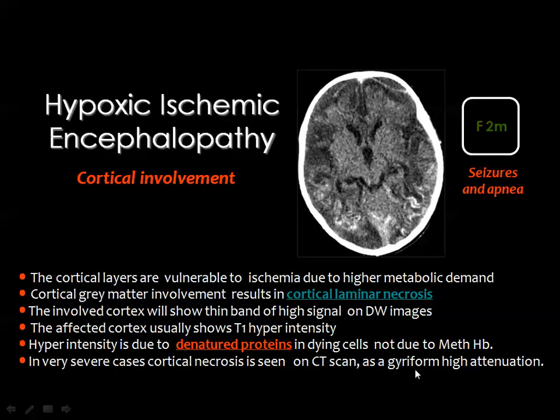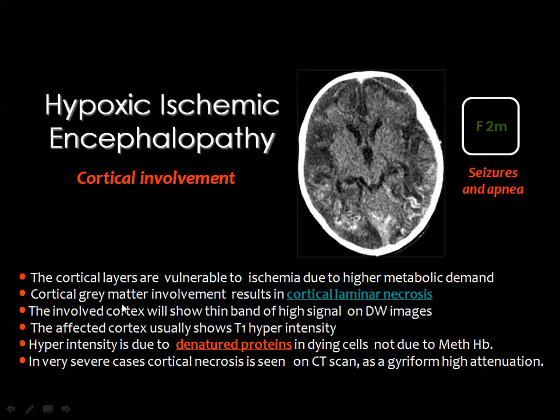And this cortical laminar necrosis usually appears in the CT scan as hyperdense serpiginous-like areas within the cerebral cortex. And it was thought that these hyperdensities are due to hemorrhage, but according to the literature, they are due to denatured proteins in dying cells, not due to methemoglobin or the blood products.